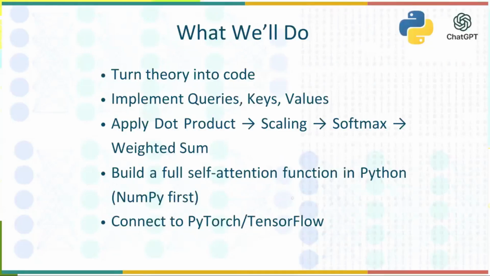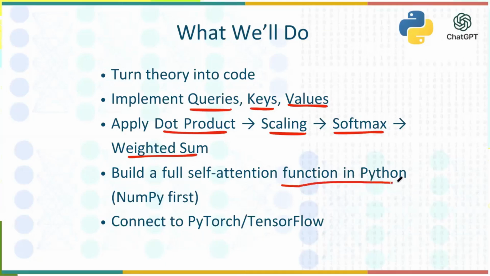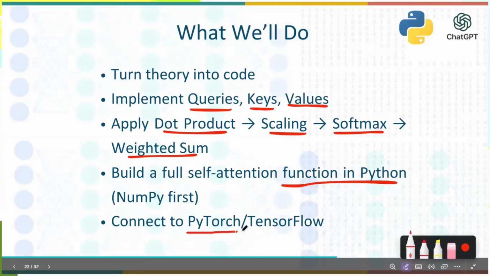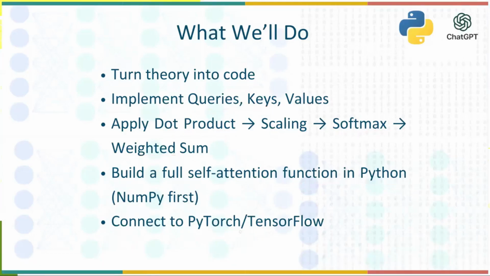Here is our roadmap. First, we will build queries, keys, and values. Then we will walk through the self-attention pipeline: dot product, scaling, softmax, and weighted sum. Finally, we will package this into a function, explore multi-head attention, and link it to PyTorch.